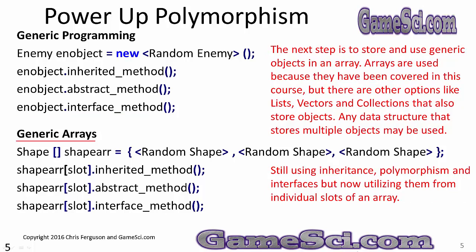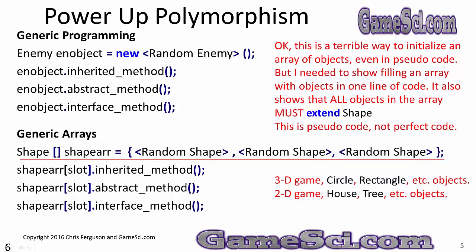The next step is to store and use generic objects in an array. Arrays are used because they have been covered in this course, but there are other options like lists, vectors, and collections that also store objects. Any data structure that stores multiple objects may be used. I'm just using an array in this example because it's what we know. Still using inheritance, polymorphism, and interface, but now utilizing them from the individual slots of the array.